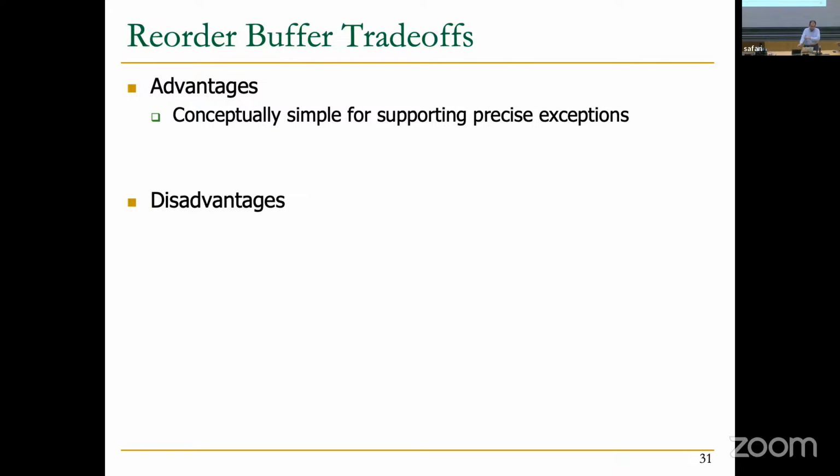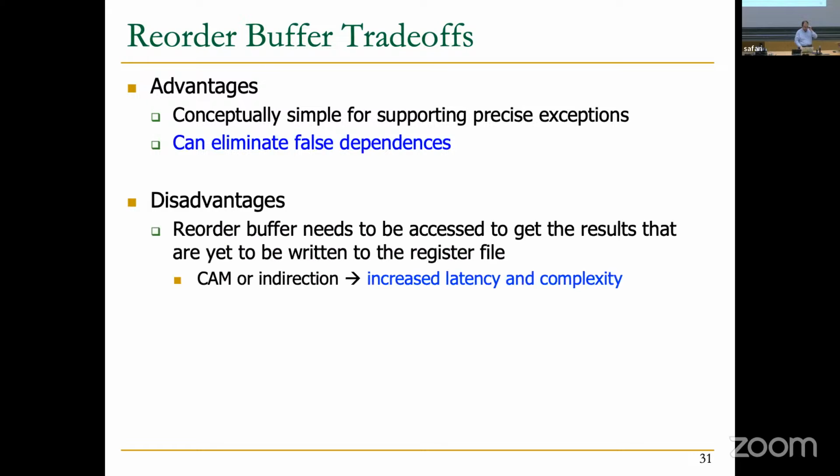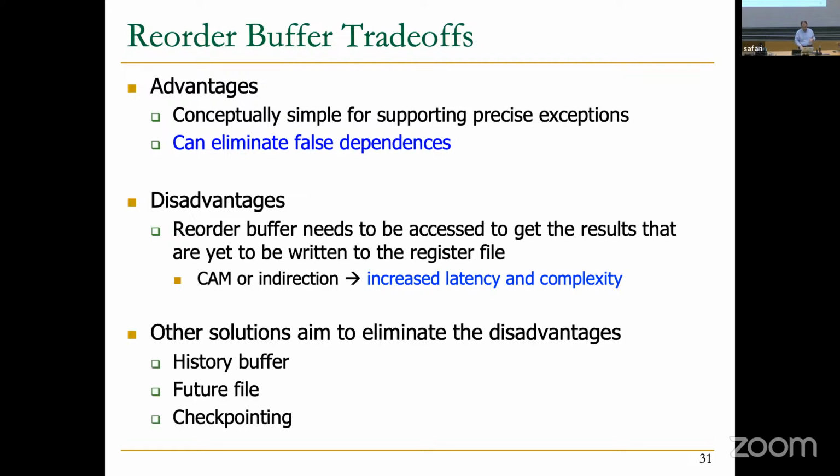So reorder buffer is conceptually simple for supporting precise exceptions and can eliminate false dependencies, but it also has disadvantages. The reorder buffer needs to be accessed to get the results that are yet to be written to the register file. So we have this CAM or indirection, which in the end increases the latency and complexity. You need to access a lot of memory structures during the execution of your instructions, which is costly.